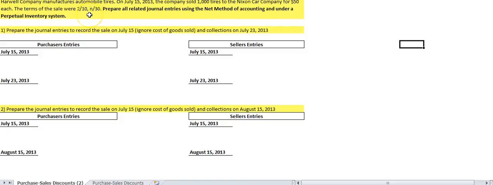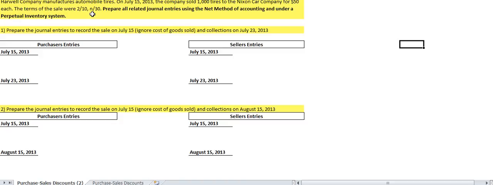If you do not pay within the first 10 days, then you have another extra 20 days, for a total of 30 days, in which you have to pay the full price, the $50,000. In other words, in the first 10 days you get 2% off if, as a purchaser, you pay it, and from day 11 to day 30, in other words the next 20 days, you have to pay full price for the merchandise.